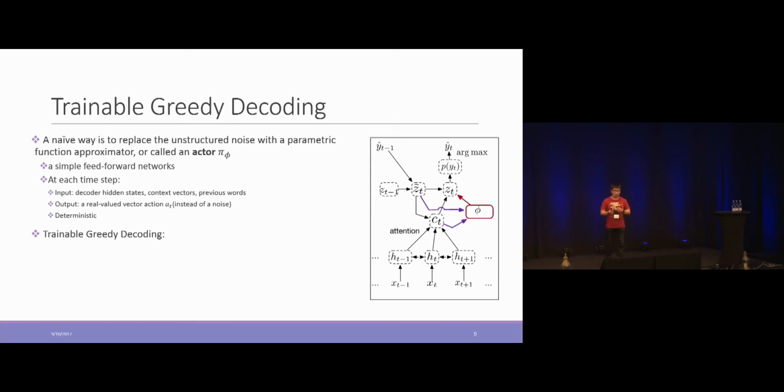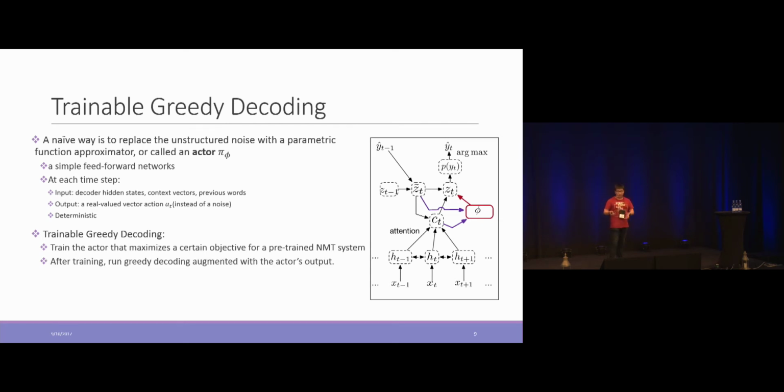So why do we use this? In our trainable decoding algorithm, we train this actor to maximize a certain objective for a pre-trained NMT model. And after training the actor, we can run the greedy decoding algorithm with this actor's output to achieve different objectives.